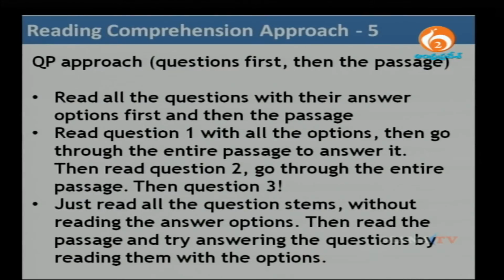Another approach is the QP approach, which is I will read the questions first, then I will read the passage. Read question 1 with all the options, then go through the entire passage to answer it. Then read question 2, go through the entire passage, then question 3. Just read all the question stems without reading the answer options. Then read the passage and try answering the questions by reading them with the options. Now, this is also very effective.